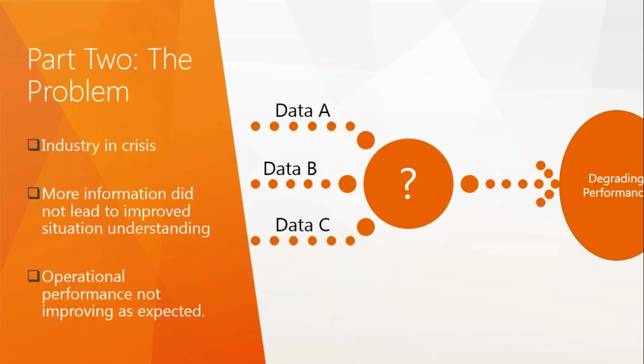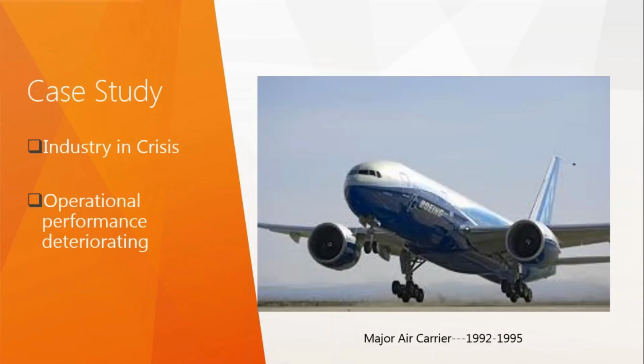Operational performance is, in fact, across the board, not improving as expected. So we have lots and lots of data coming in, the graphic shows this, and we don't know exactly what to do with it, but the performance output did not improve. So what happened to the data? Well, that is a good question, and so we're going to try to deal with that in this series, right?